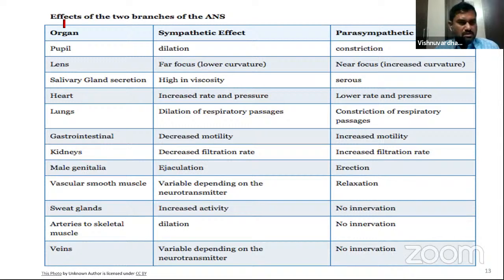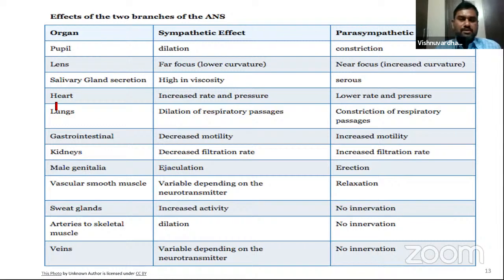Vision for lens: far focus, for increasing visibility, is sympathetic, and near focus is the parasympathetic division. Salivary gland secretion: high viscosity, or stops. The sympathetic nervous system actually stops the salivation, and serous, very diluted secretion comes from the parasympathetic system. Heart: increased rate and pressure to face any problem or danger. The sympathetic nervous system activates and increases the pressure and heart beating rate, and the parasympathetic nervous system lowers the rate and pressure.